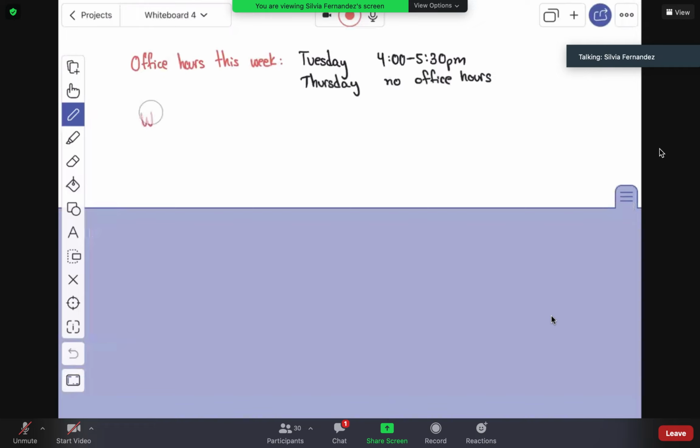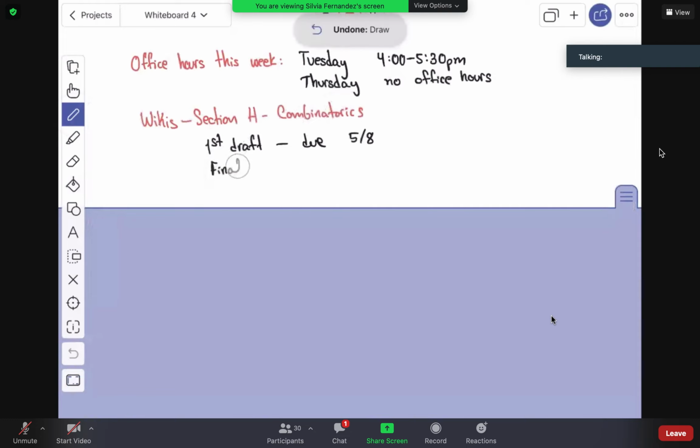So those are the wikis on section H of the combinatorics book. And again, I'll explain today what I mean by that first stage, second stage. I'll call it first draft. First draft due 5/8 is this Saturday. So I can spend Sunday and Monday making edits to those. On Tuesday when we see each other, I finish clarifying what's missing for those problems, and we have some more examples, and then the final draft is due on the 12th. That's a Wednesday.